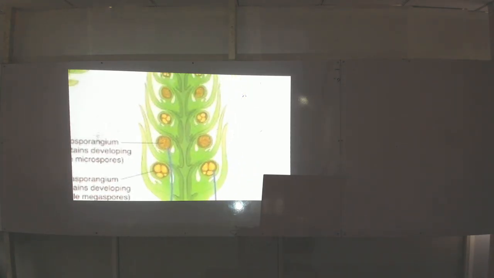So it has sporangia. These sporangia are going to produce two types of spores. What comes from spores? Gametophyte, right? It's going to produce two types of spores. Make a guess. What is the spore that is going to make the female gametophyte? Usually the big one, megaspore. What is the spore that is going to make the male gametophyte? Microspore.